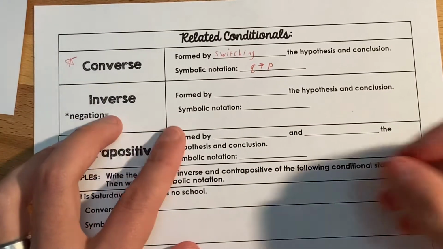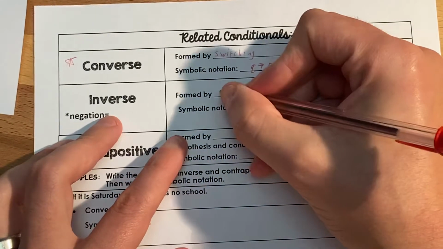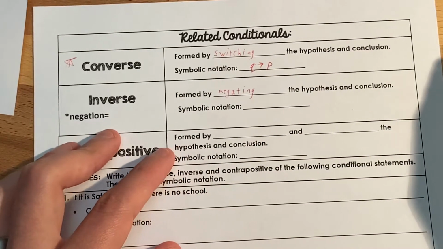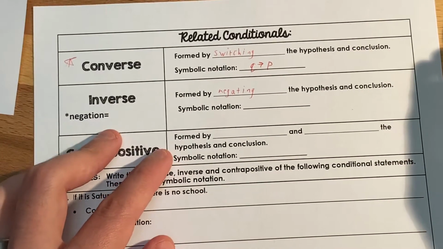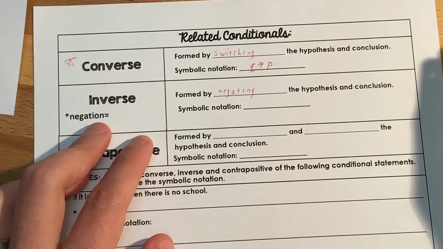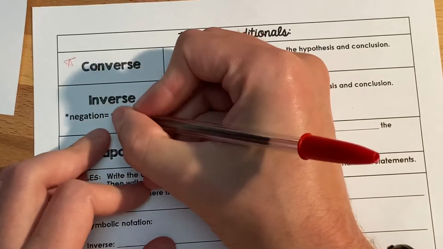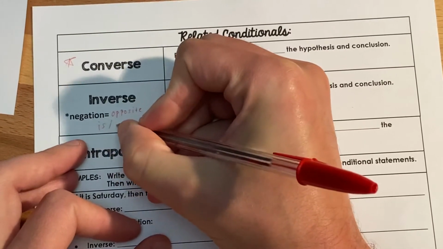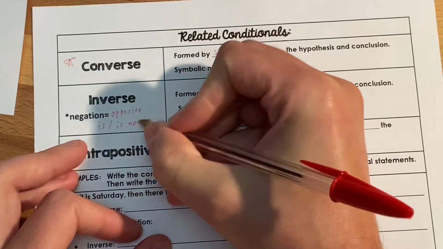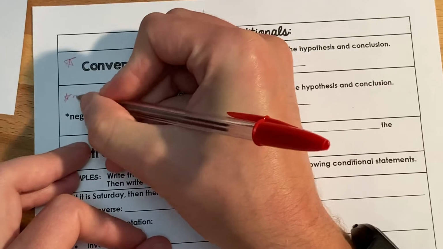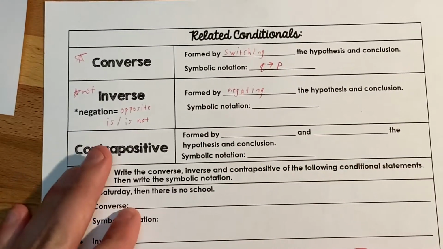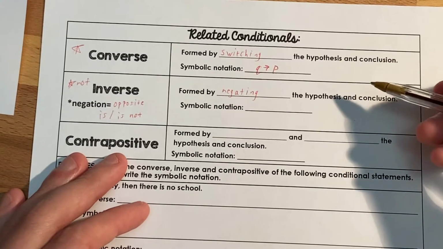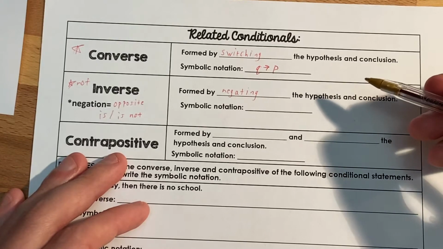Versus inverse. Inverse is formed by negating the hypothesis and the conclusion, which you probably don't know what negating means. Which is why there's a little note over here, negation. Negation is opposite in terms of like yes, no, or is not. Emphasis on the word not. Not is very, very common in these things. You'll be seeing you insert the word not, or if the word not is there already, you just take it out, and that's the inverse.